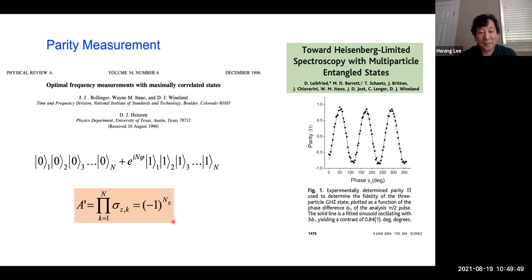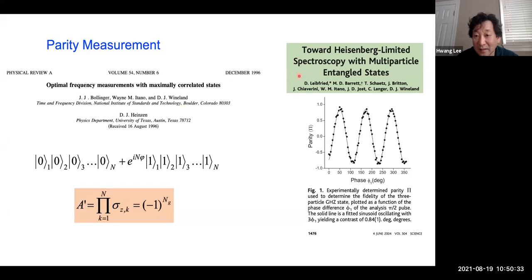The measurement observable would be sigma z, a multiplication of sigma z. In a typical spectroscopy situation, the measurement is sigma z, the sum over all the atoms, so it is counting the number difference between the excited atoms and the ground state atoms. But here, the new measurement observable is the multiplication of sigma z, so it is whether one or minus one. And that is called parity measurement. And yeah, this is a theory paper.